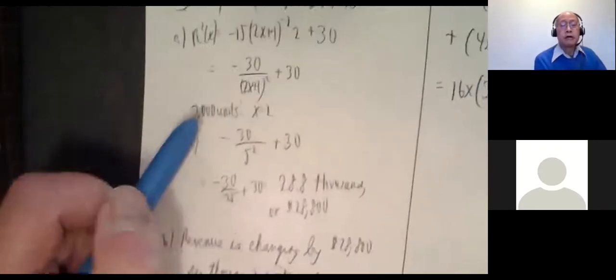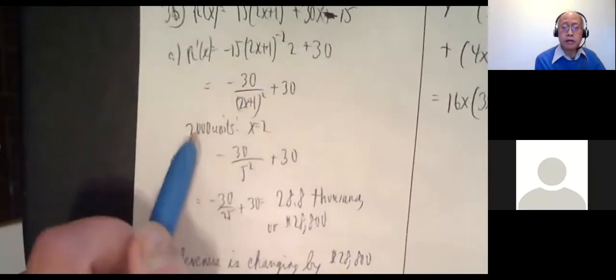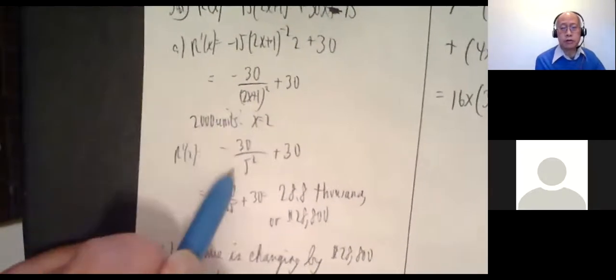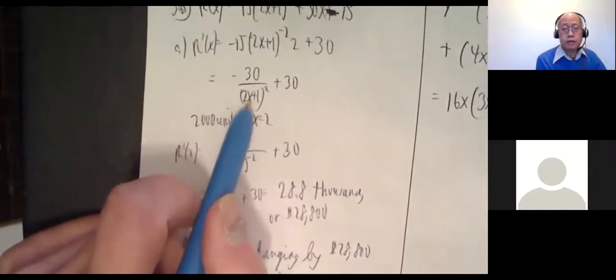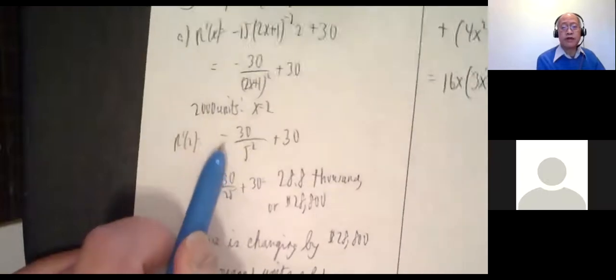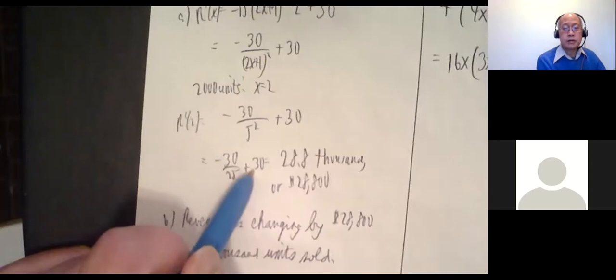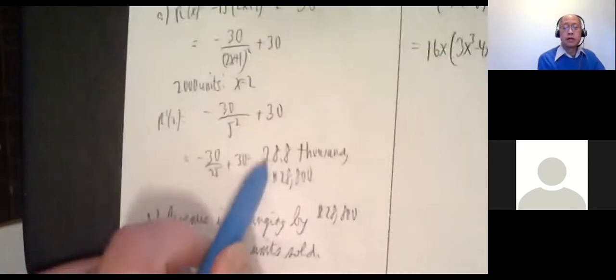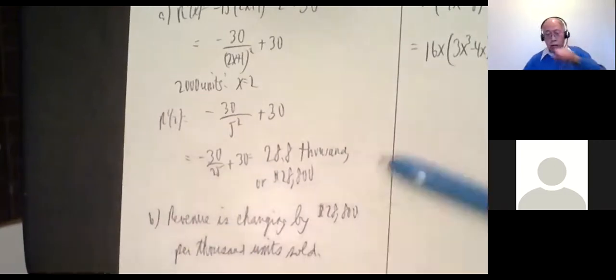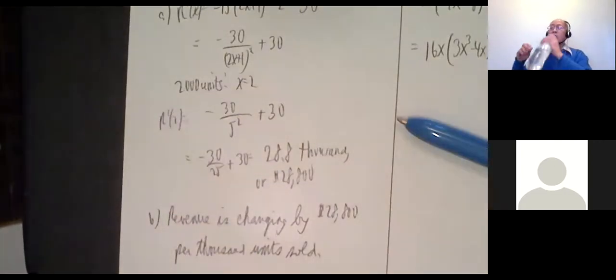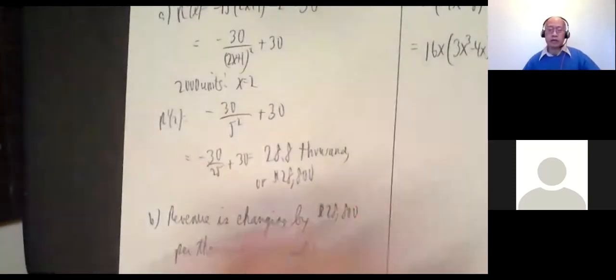All right, so now they say plug in, it said 2,000 units, but again, 2,000 units means X is 2. So I plug in 2. 2 times 2 is 4, plus 1 is 5. 5 squared is 25. So negative 30 over 25 plus 30. And you crunch it out, it's 28.8. But the units again are thousands. This is thousands of dollars. So write the answer as 28,800.